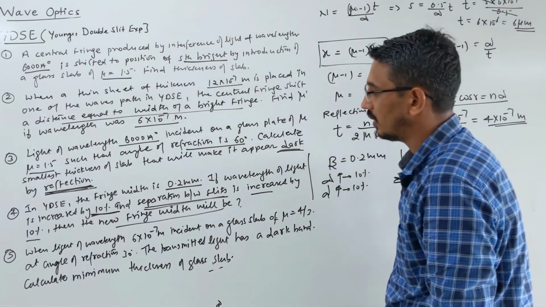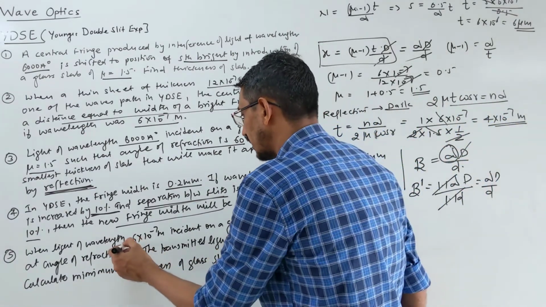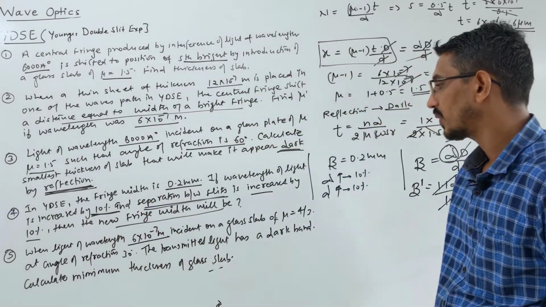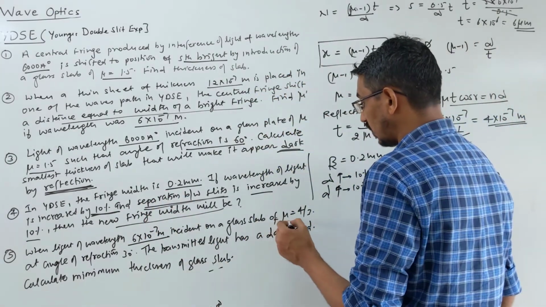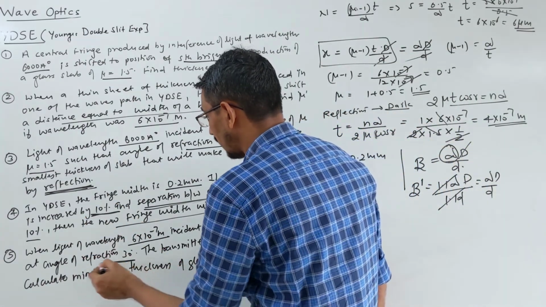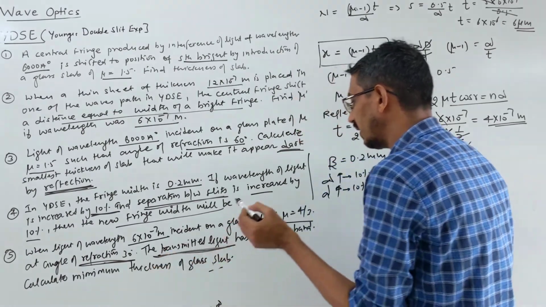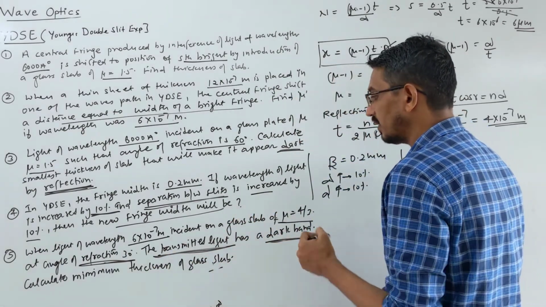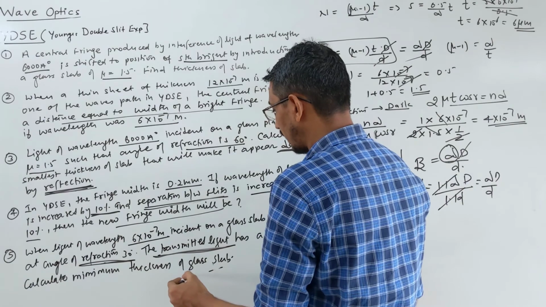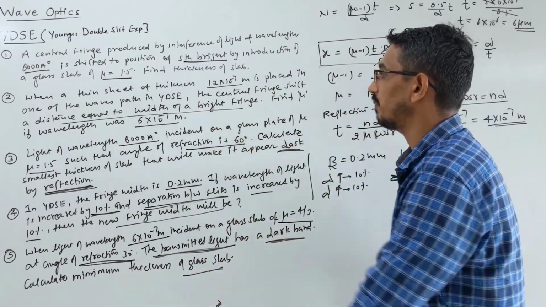Last question. Question number 5: when light of wavelength 6 into 10 power minus 7 meter is incident on a glass slab of mu 4 by 3 at an angle of refraction of 30 degree, the transmitted light has a dark band. Calculate the minimum thickness of the slab. I think this question is just similar to question number 3.